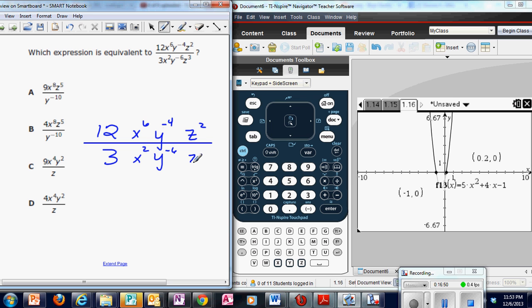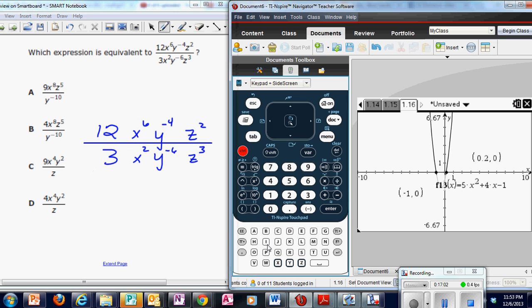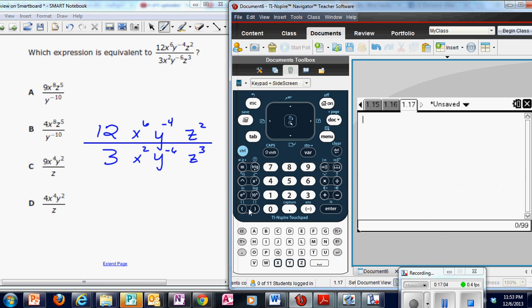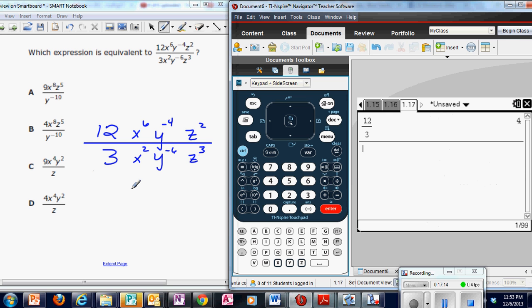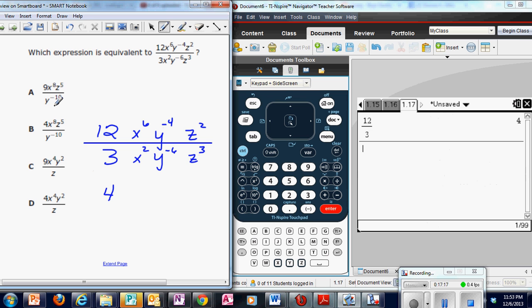Okay? First thing you want to do is simplify your coefficients. I'm sure we can do this in our head sometimes, but let me insert a calculator page. We want to make sure we're right. If we don't know our division very well, 12 divided by 3 gives me a 4. That lets me know the answer choices with 9 are incorrect.